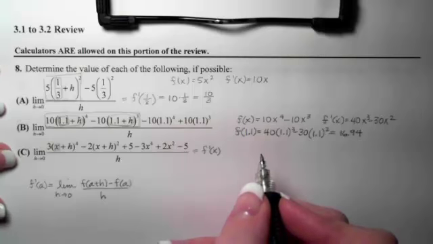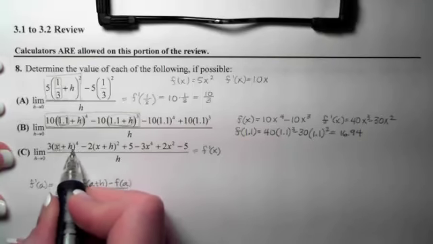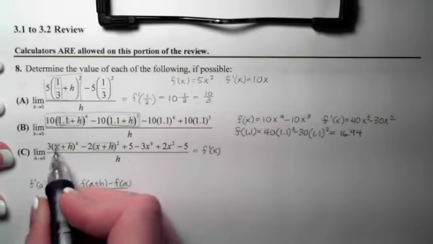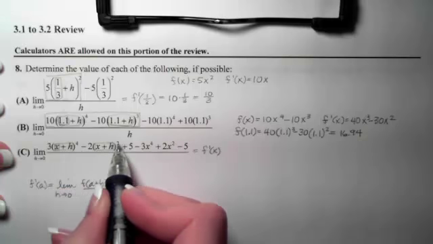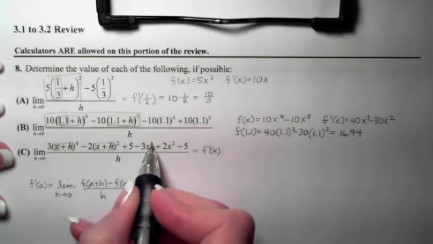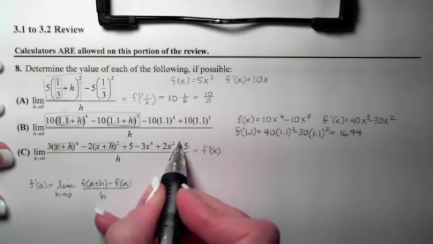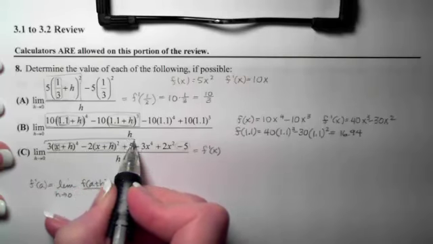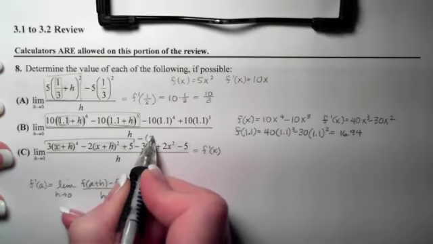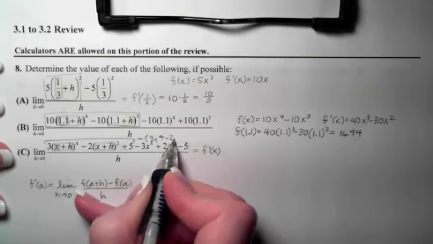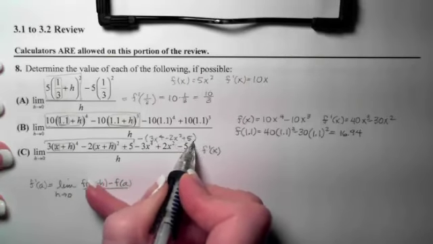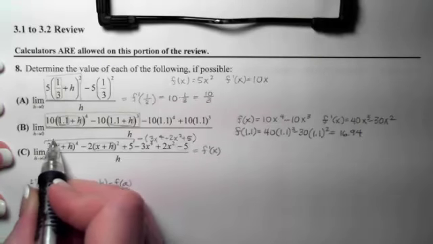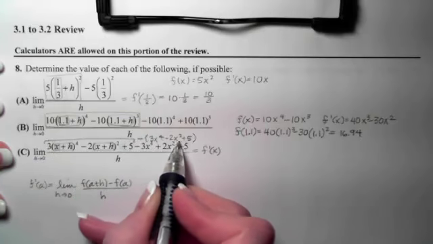So let's identify the function. If we look carefully, we can see there's an x plus h here and an x plus h here. But then I can see there's a 3x to the 4th, and here's another 3x to the 4th. So that means this 5 and this negative 5, this 5 is part of the function. So we can see here that I've subtracted a 3x to the 4th minus a 2x squared plus a 5. So here was my f of x plus h, and I subtracted my f of x.